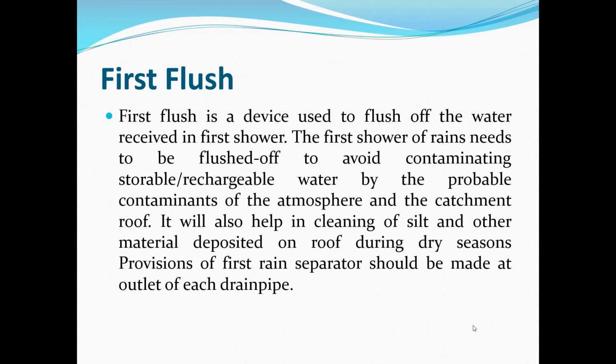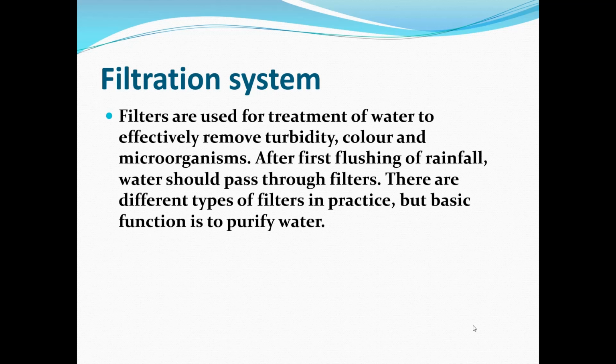It also helps in cleaning the silt and other material deposited on the roof during the dry season. A provision of a first rain separator could be made at the outlet of each drain pipe. Basically, it is a kind of mechanical arrangement that can be adjusted, and after that first rain, the water can be diverted to the storage system or to the filter by using this system. Then the filtration system.